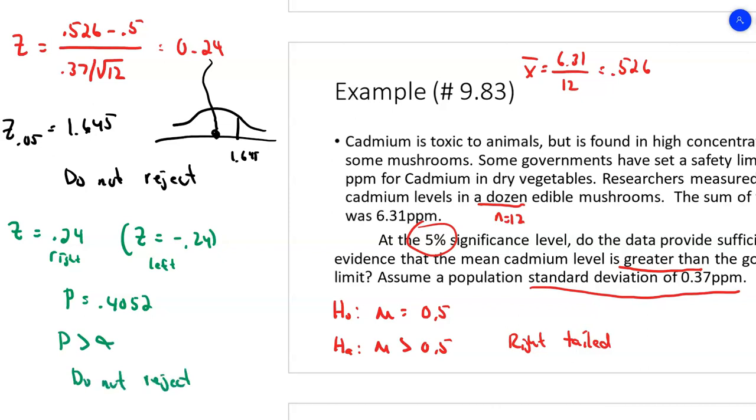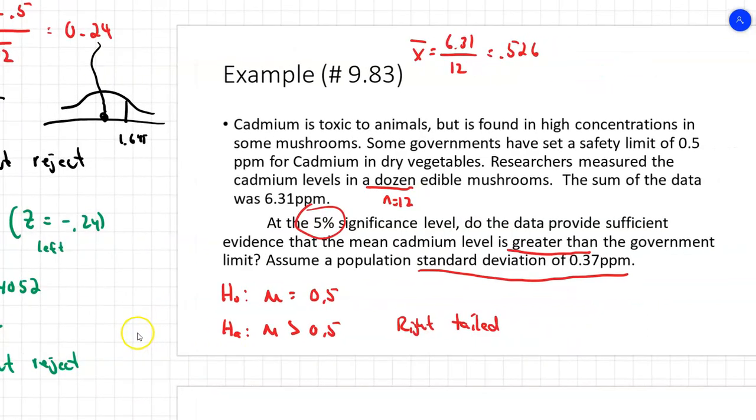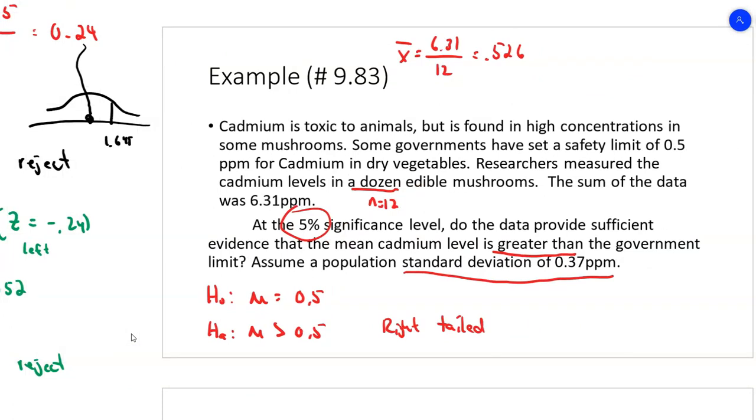So if I were to write a conclusion to this, I would probably write some language like, at the 5% significance level, the data does not provide sufficient evidence that the mean level is greater than the government limit. I could also mention that my p-value is about 41% and the significance level is 5%, therefore the p-value is well above the significance level.